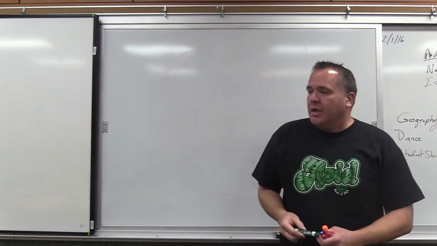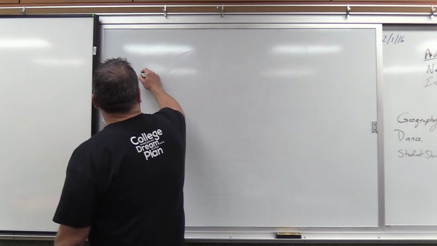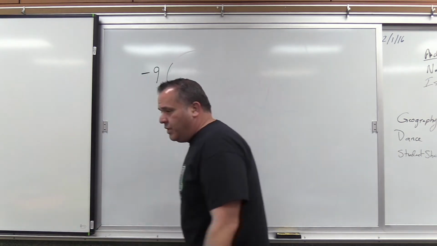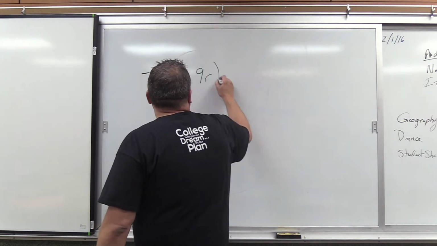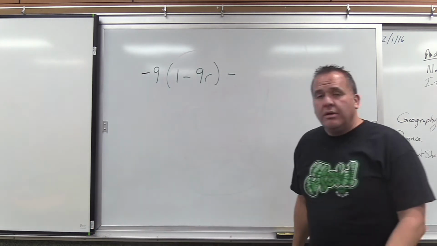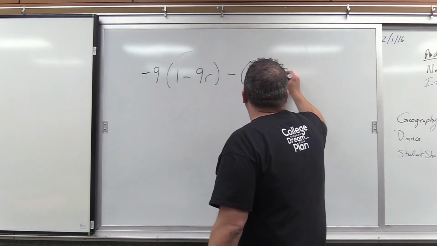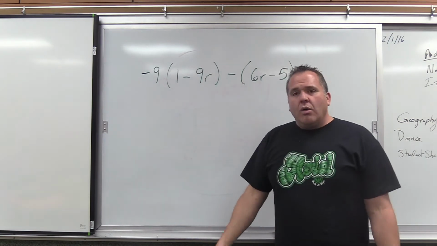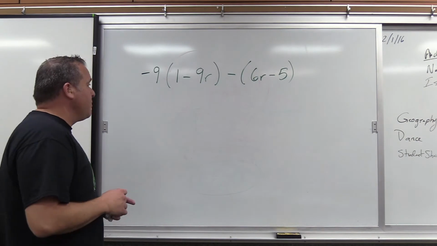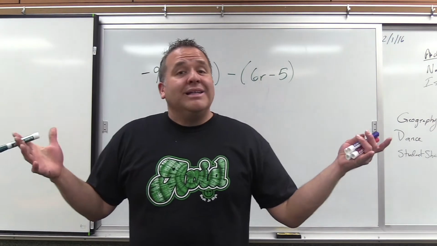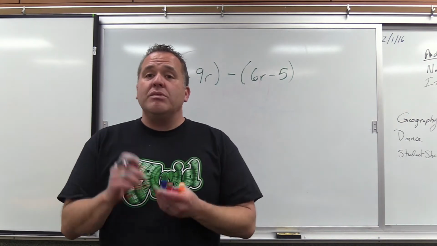Look at this one. This one's going to be number 4 on your worksheet there. Take a look. Negative 9 times 1 minus 9r minus 6r minus 5. Okay, so as you can see, pretty much the same thing, except you got two sets of parentheses. So how are we going to do it? The same way. Everything is the same. Nothing changes. Like I said, it's just a little bit more work.